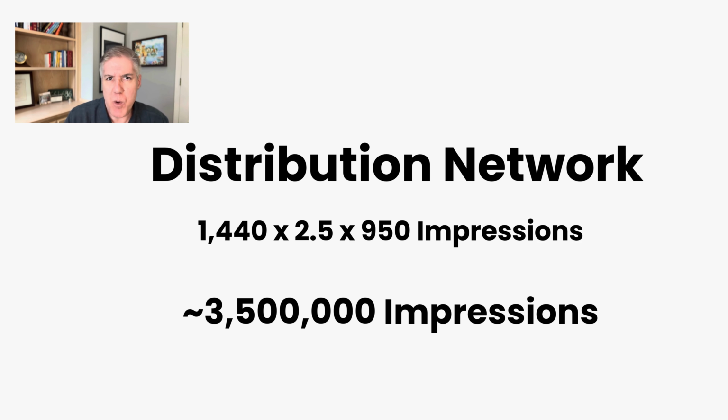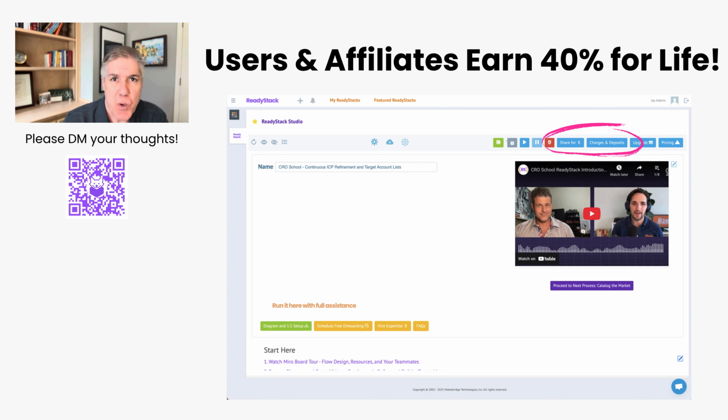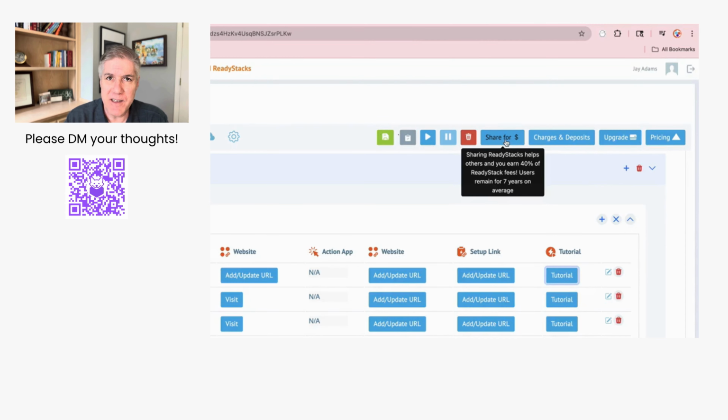You may be asking, well, why will people share? I mean, 2 to 3 times may be a lot. That's where our revenue share comes in. What I'm paying for and offering is 40% of all of the ReadyStack fees that are derived from the ReadyStack will go to the person who shares the ReadyStack.